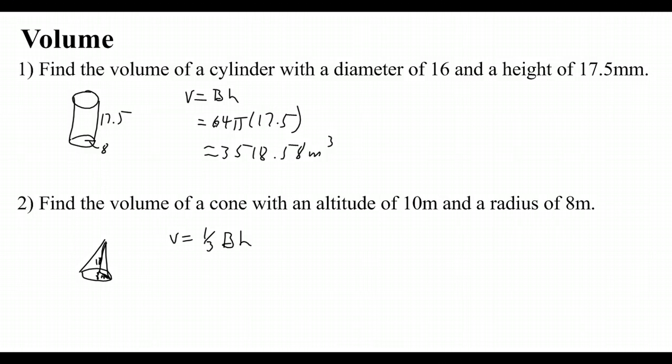So what I'm going to have to do is do 1/3 times pi r squared, with my radius is 8, so that's going to be 64 pi multiplied times 10, which is my altitude or height. So that comes out to be 670.2, or approximately 670.2 cubic meters.